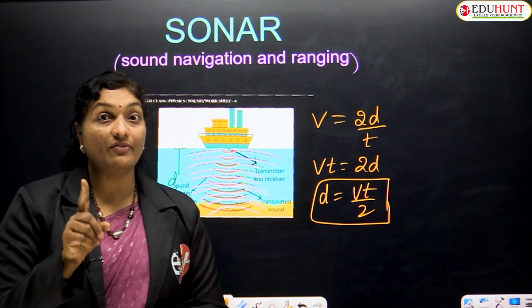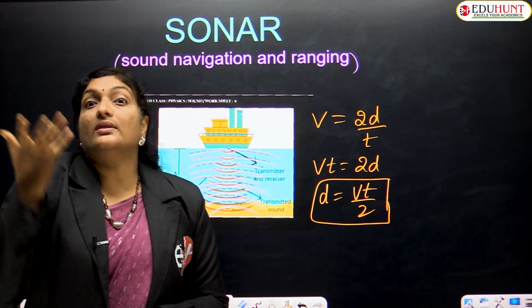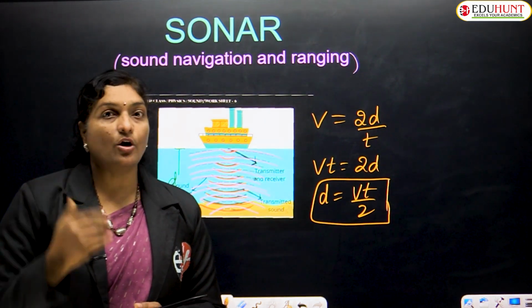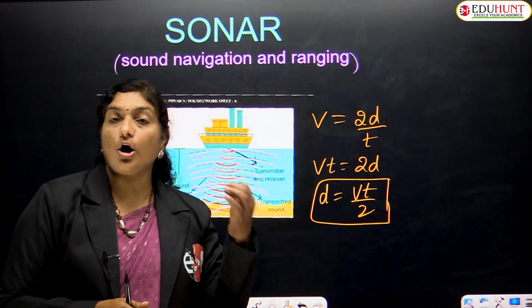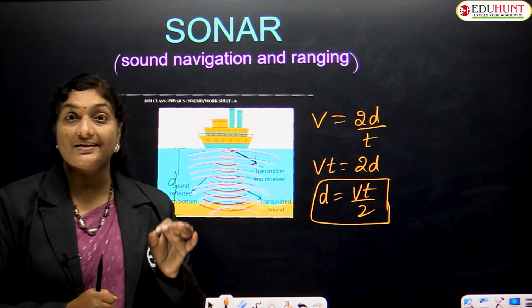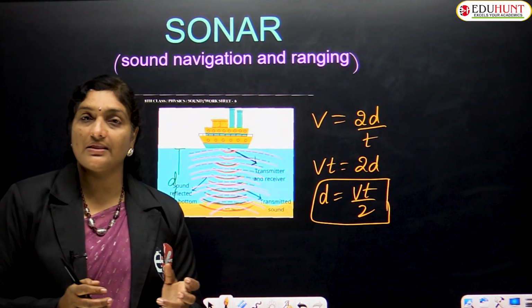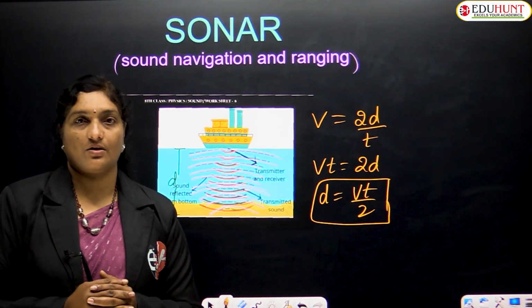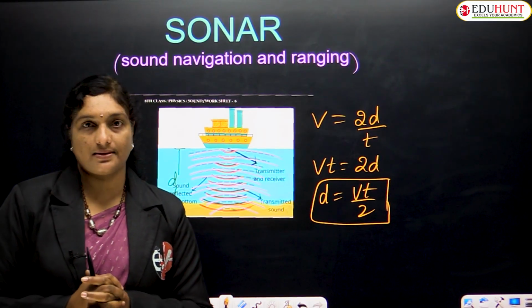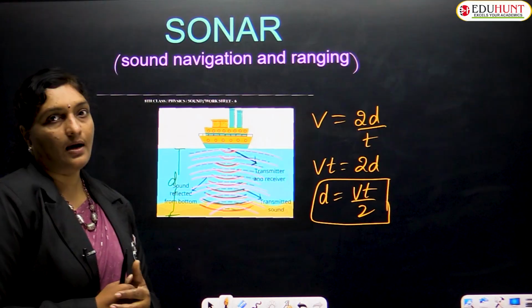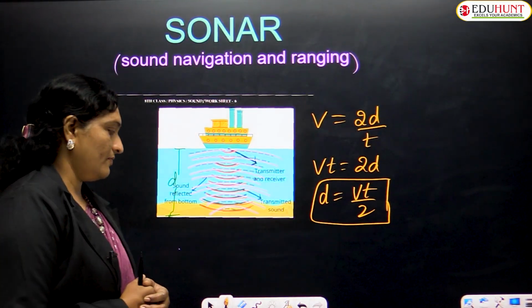The frequency of ultrasonic waves is more than 20,000 Hz, which cannot be heard by a normal human ear. Even bats and dolphins can produce and hear these ultrasonic waves. Even dogs can identify the ultrasonic waves, but not we humans. So, children, that is the reason why ultrasonic waves are used for this purpose.